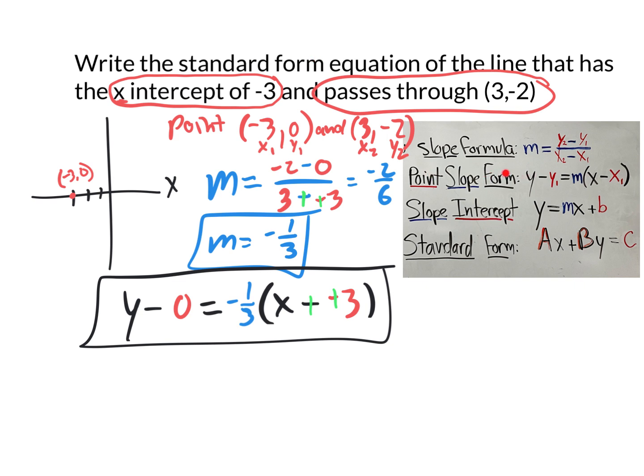So we have the point slope form. Let's now change it to slope intercept by distributing and moving. And then after that, we'll just move the x over to the other side. So let's distribute negative 1/3 times x. That is negative 1/3 x. Let's distribute negative 1/3 times positive 3. That's going to be a negative 1.